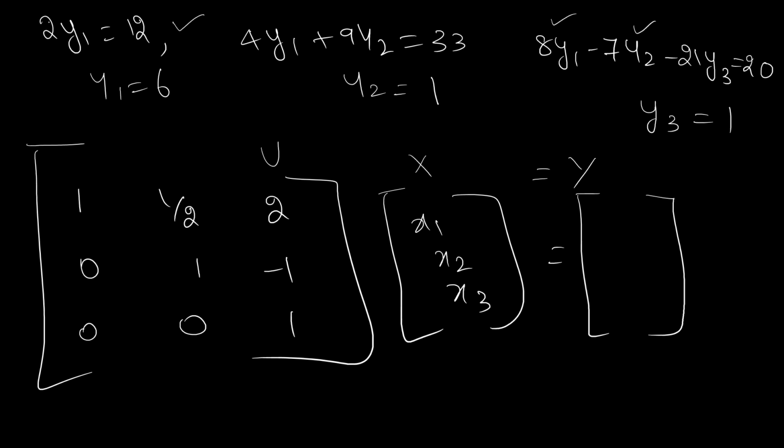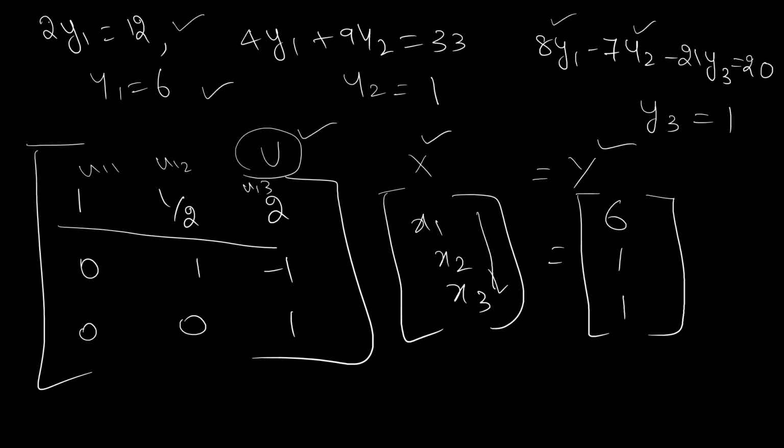So remember, we substituted that UX is equal to Y. So already we got L as well as U. Now we are going to use the matrix U. So these are the values. U11, U12, U13, whatever we've got, we have written it in the matrix format. And this is your X, and this Y is what we have got now: 6, 1, 1. So now we are going to multiply first row, first column. So 1x1 plus 1 by 2 x2 plus 2 x3 is equal to 6.